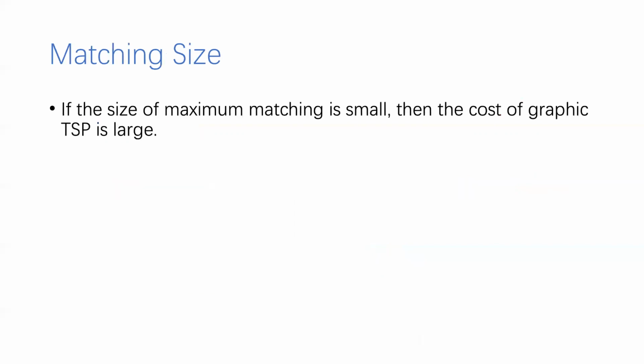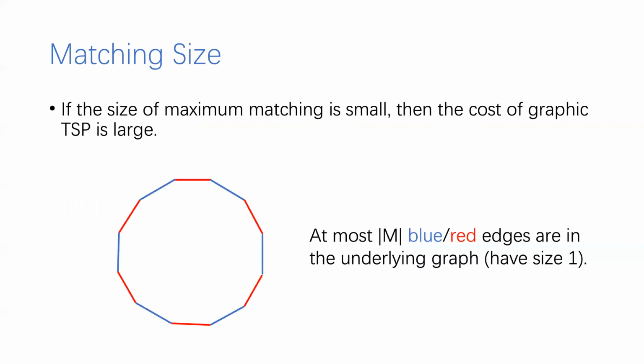The size of the maximum matching in the underlying graph also plays an important role in our algorithm. We claim that if the size of maximum matching is small, then the cost of graphic TSP is large. To see that, consider any TSP tower. We divide the tower into even steps and odd steps. Both even and odd steps cannot contain edges in the underlying graph more than the maximum matching size.